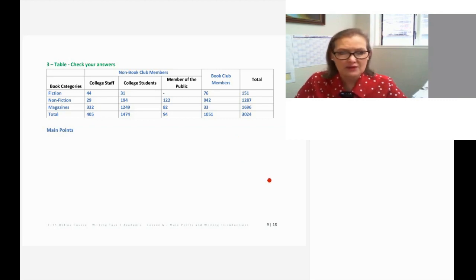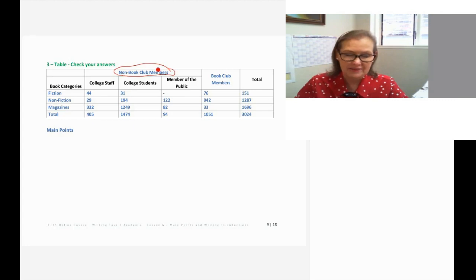If we have a look at this table here, we notice that we've got two big divisions here. First of all, we've got our non-book club members and we've got our book club members. So two different categories there. And then our book club members are divided into three further categories. So we could say they were subdivided into three further categories.